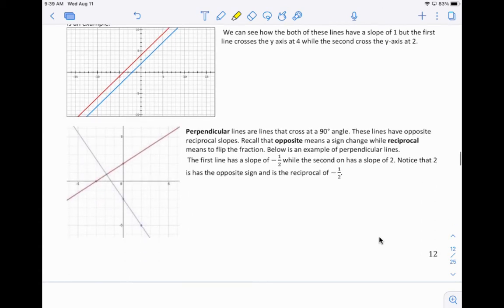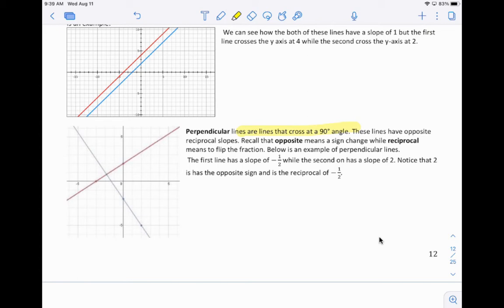Perpendicular lines, similar. People think of they cross at a 90-degree angle. That's a great visual representation, great geometrical representation, but it happens because of something with their slopes. They have as polar opposite slopes as you can get. Not only is it an opposite number, it's a reciprocal number.